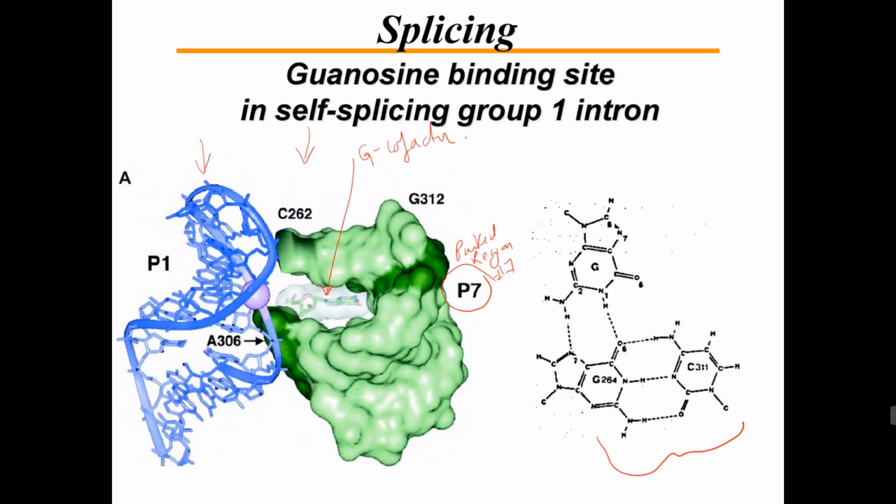Okay, and again, you can see that we get a triple base pair that is critical, that forms between this Watson-Crick base pair in the active site or the binding site of the paired region number 7 and the intron, the group 1 intron. Okay, and we're going to look at some experiments that actually showed the site-directed mutagenesis of this site and the catalytic activity that's associated with these mutations.